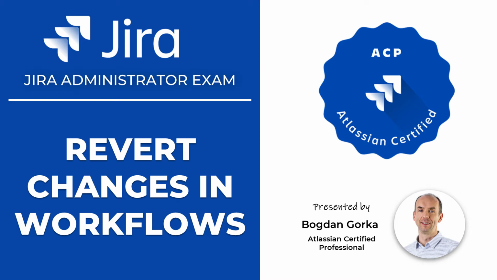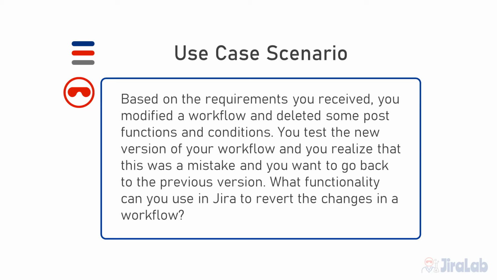In this episode we will talk about reverting changes that you make in Jira. What is the use case scenario for today? You modified a workflow and deleted some post functions and conditions. You test the new version of your workflow and realize that this was a mistake and you want to go back to the previous version. What functionality can you use in Jira to revert the changes in a workflow?